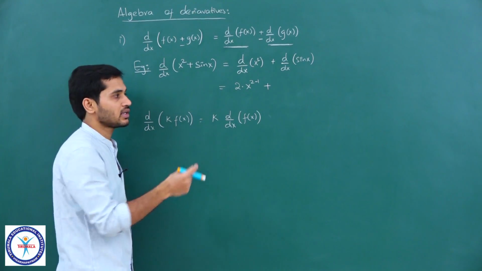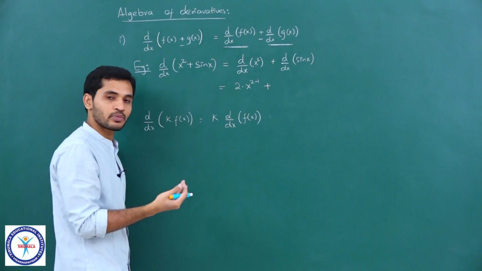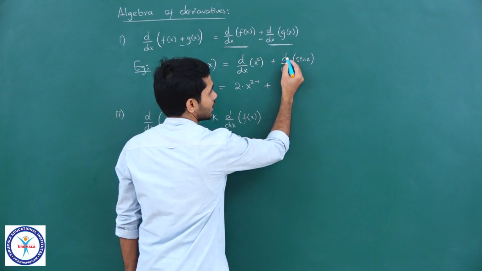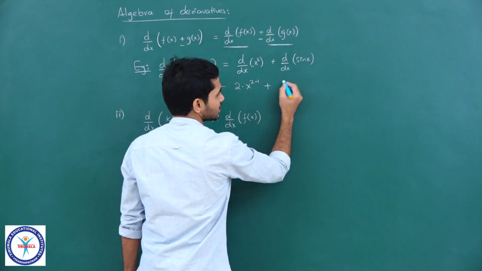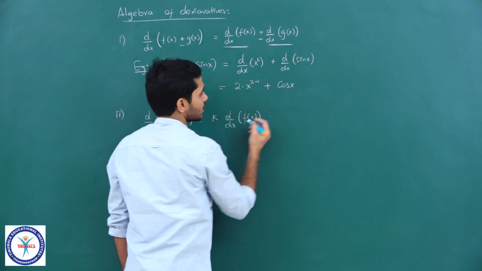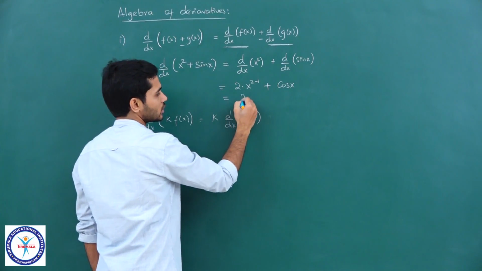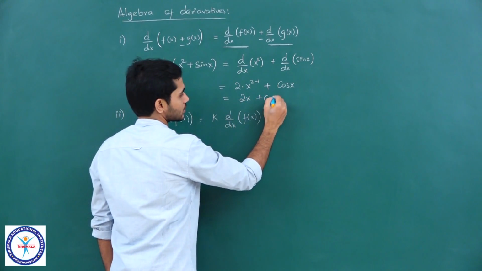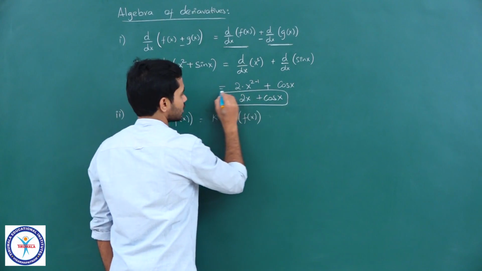So, till you reach there, write each and every step. That will help you a lot. Plus d by dx of sin x. This is a direct result, which is cos x, and simplifying this will give me 2x plus cos x. So, that should be the answer.